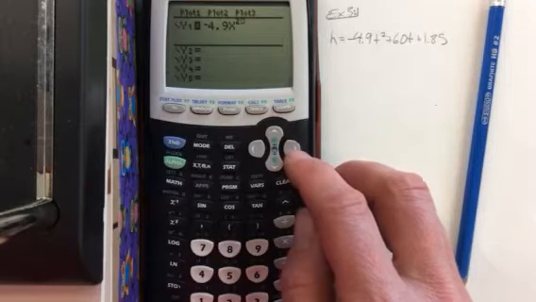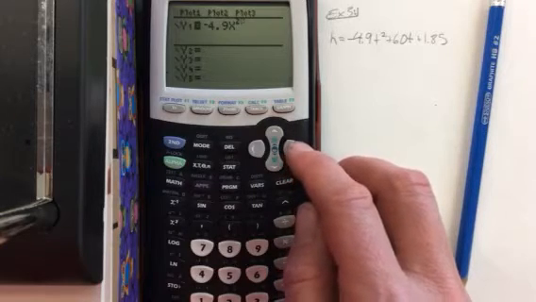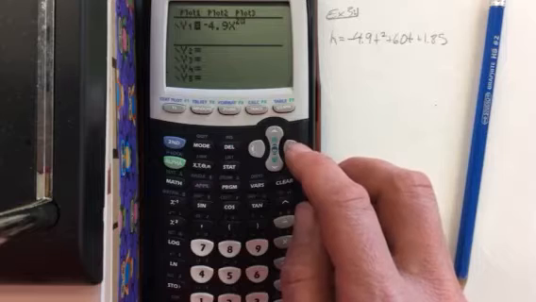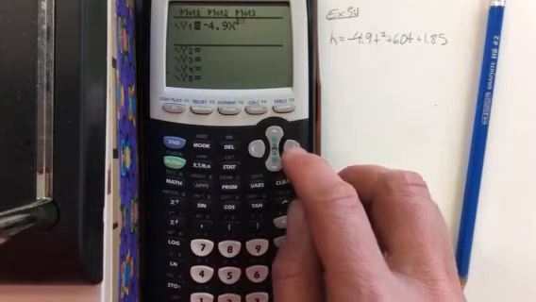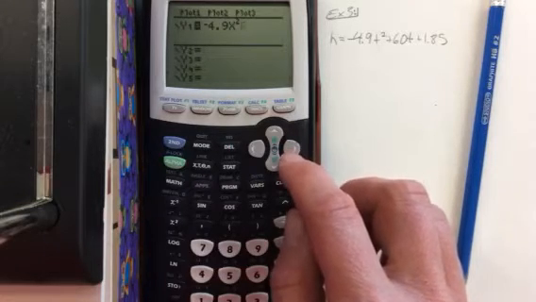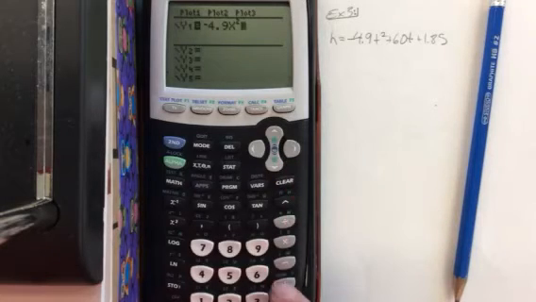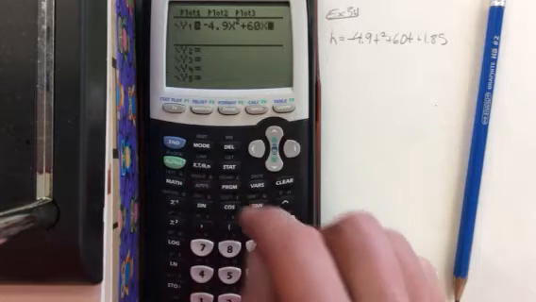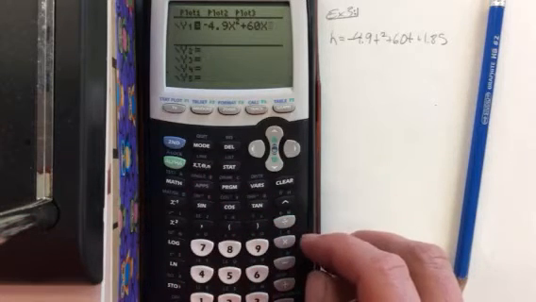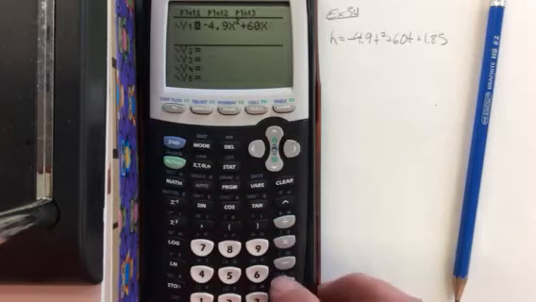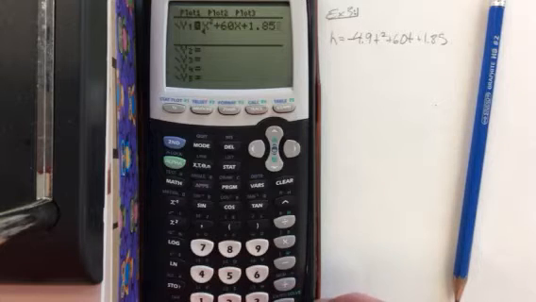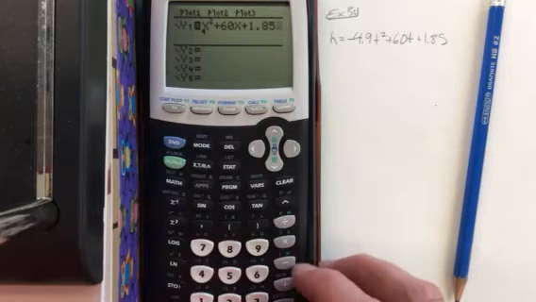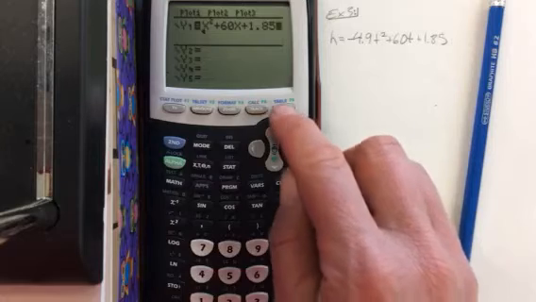You can see that because this is one of the newer calculators, and yours are probably like this, it's got the cursor up with the exponent. I have to move it one more over before it drops back down. And I'm going to continue on with plus 60 variable. Doesn't matter that it's t or x, it's just the variable, plus 1.85. Now I've got my formula in there, and then I'm going to push graph.